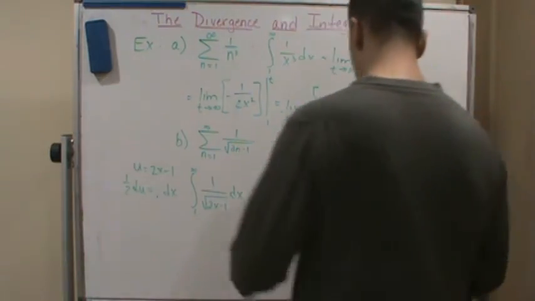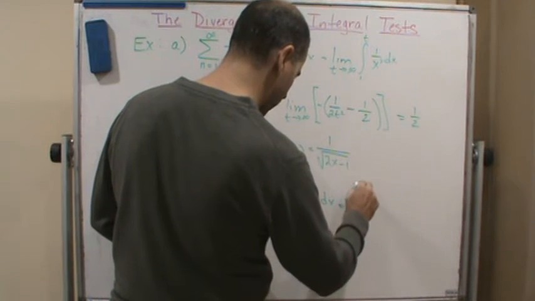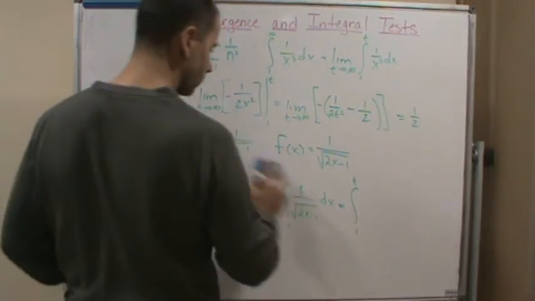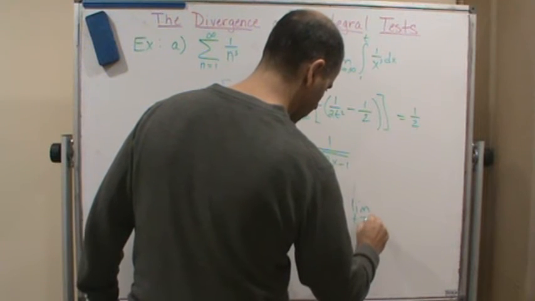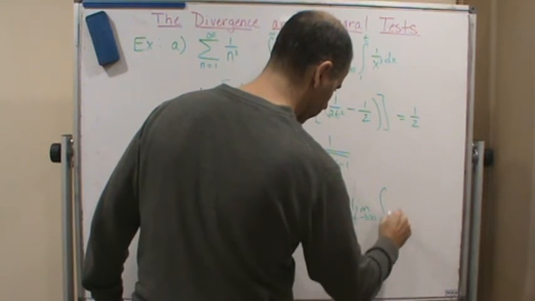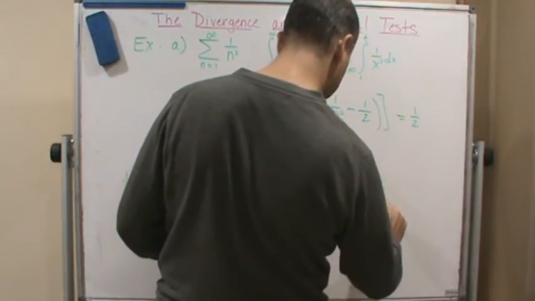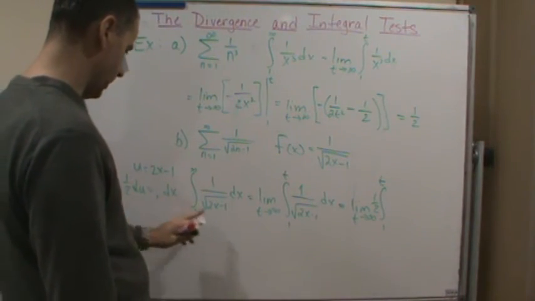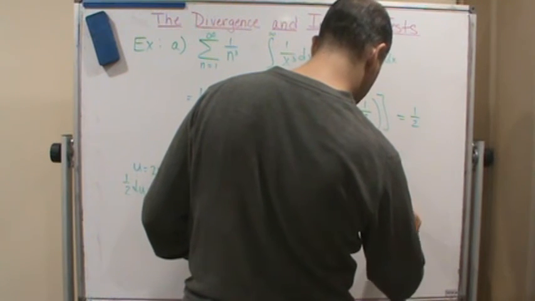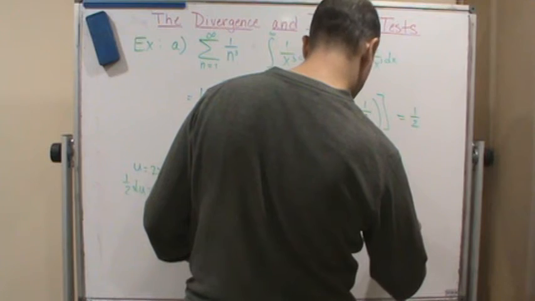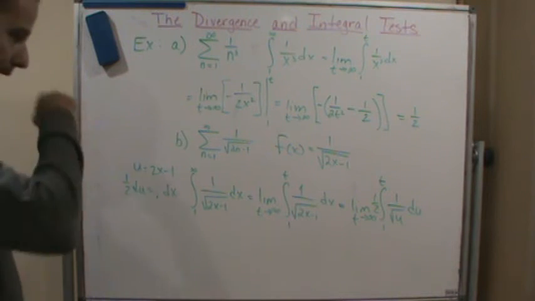So now what do I get? Now I'm going to integrate, using my U substitution. Oops, hold on. I dropped my limit. So this is going to be the limit as t approaches infinity of the integral from 1 to t. And this is going to be what? It's going to be 1/2 times 1 over u du. So 1 over the square root of u du. Okay, so now I'm going to integrate that.